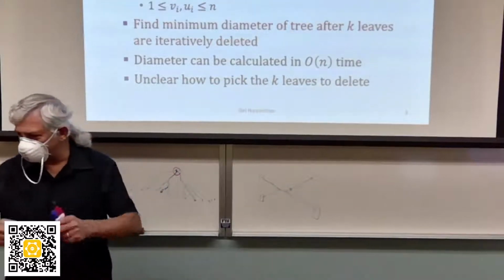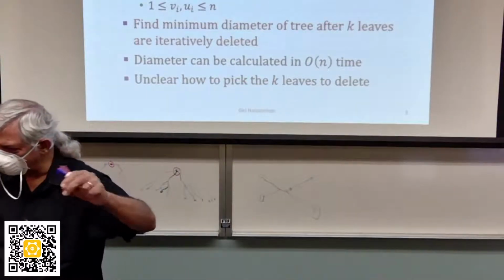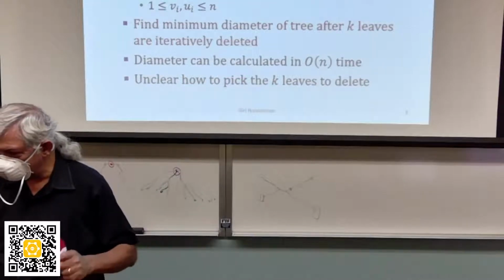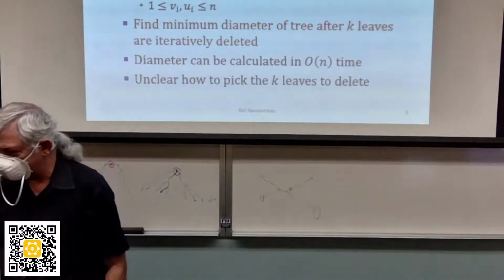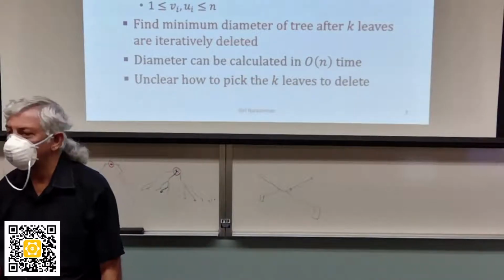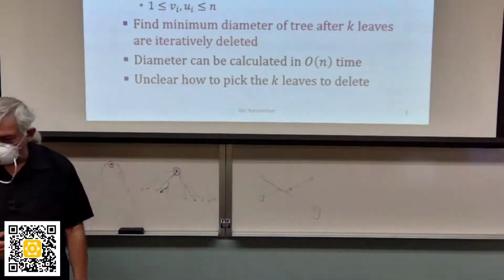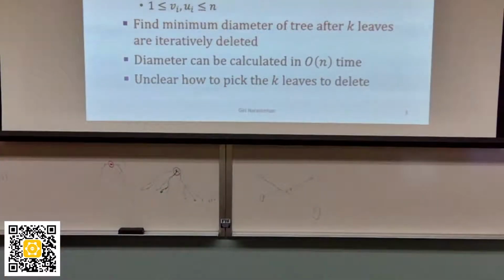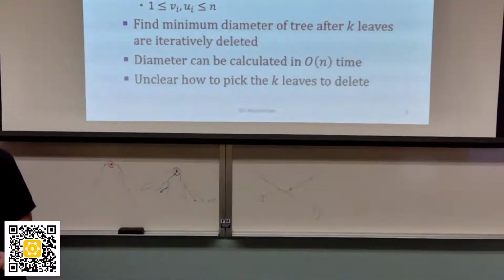So one idea is you find the diametrical path and then keep removing things from that path. That doesn't work because there may be multiple diametrical pairs in the tree. So there may be multiple diameters at the same time, and just deleting something from one is not going to help you. So now, because you're allowed to delete k, how can you smartly pick the set of vertices that you want to delete in order to minimize the diameter as much as possible? That's the problem.